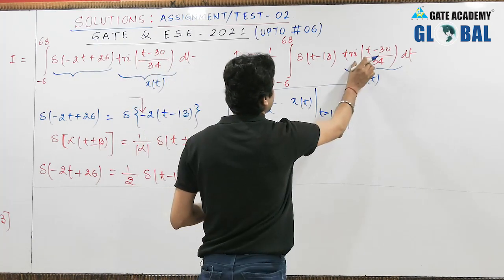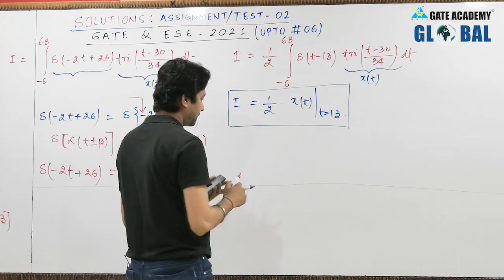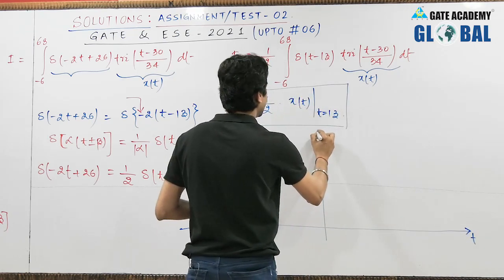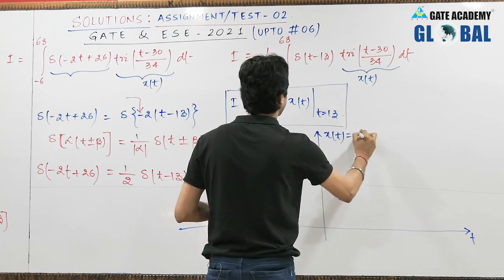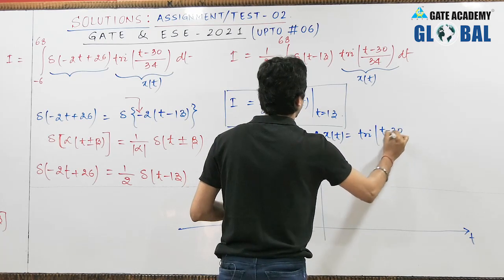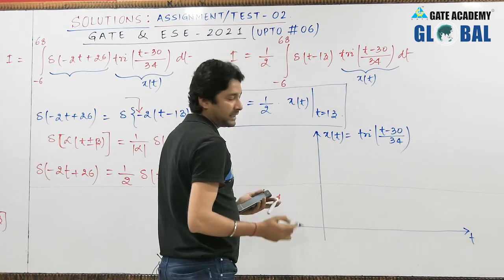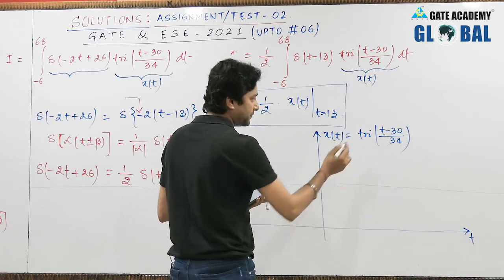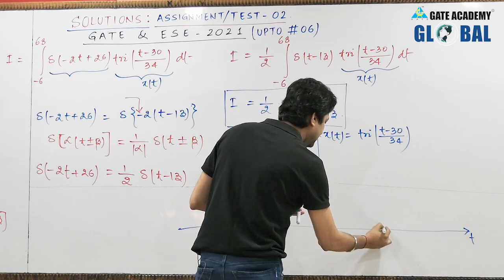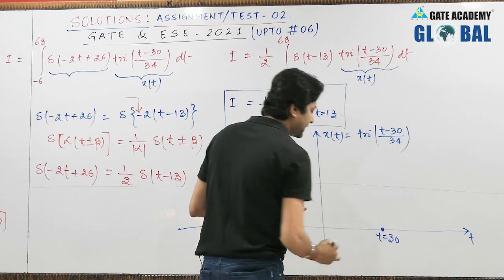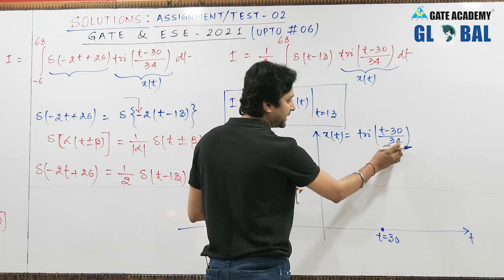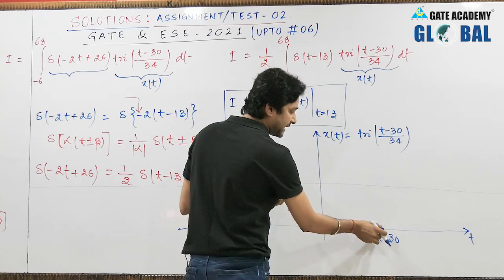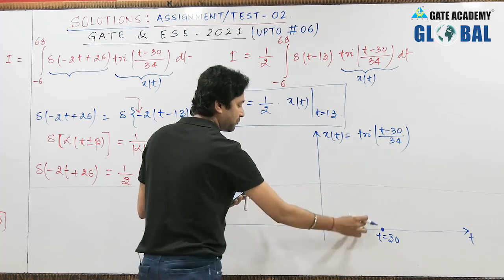Now we just have to plot this signal, triangle of (t minus 30) upon 34. Here we have to plot x of t, that is triangle of (t minus 30) upon 34. The first thing is to compare this with the standard representation, A triangle of (t minus center) upon tau. We notice that the center of this triangle is at t equal to 30, and the half width of the triangle is 34. It is tau. Tau is the half width, which means wherever it is centered, it has this much width on both sides.